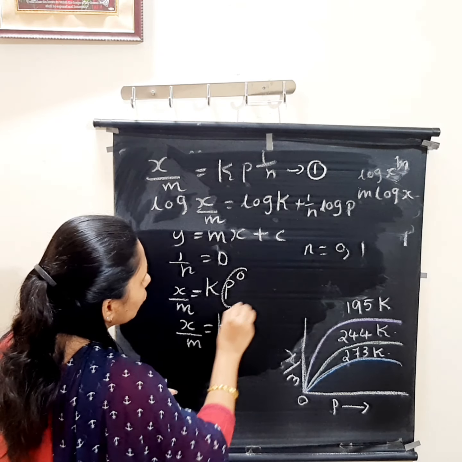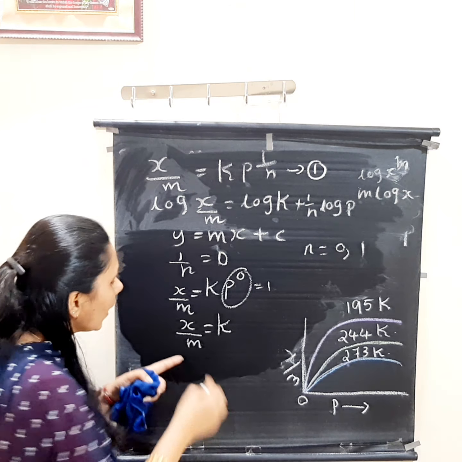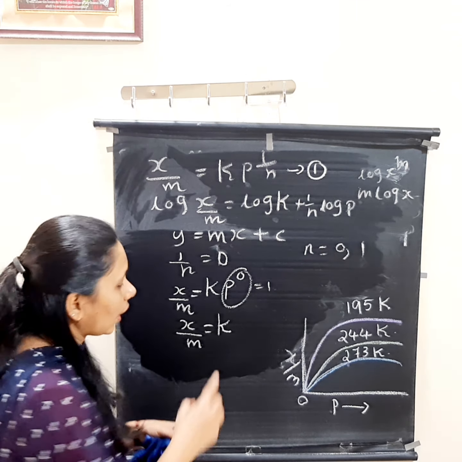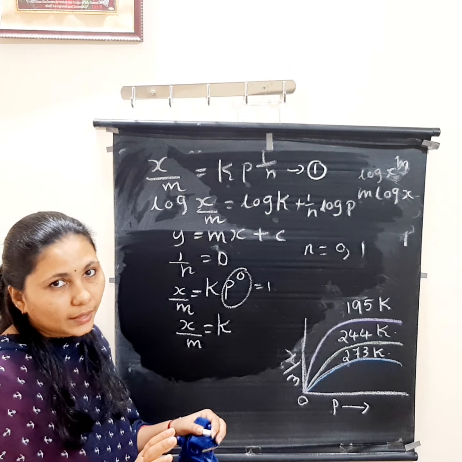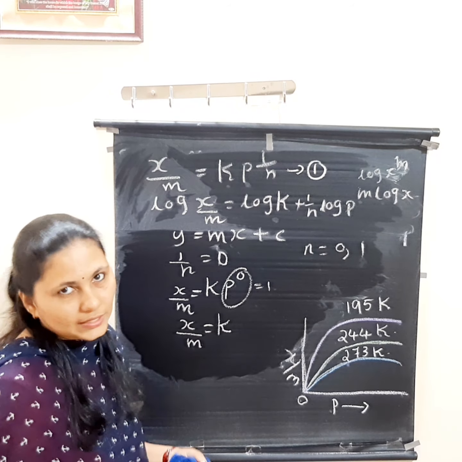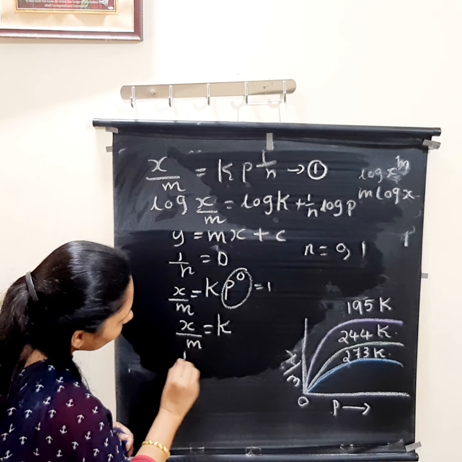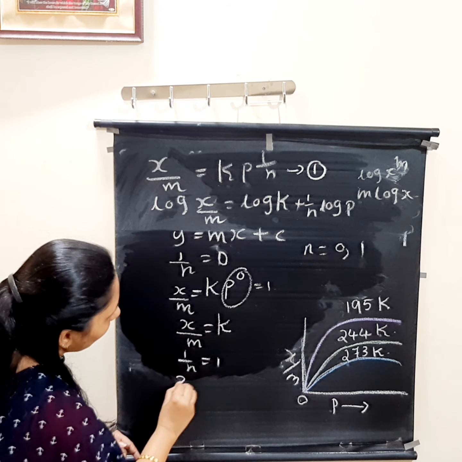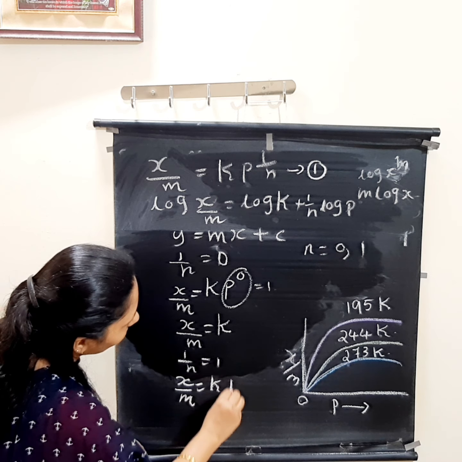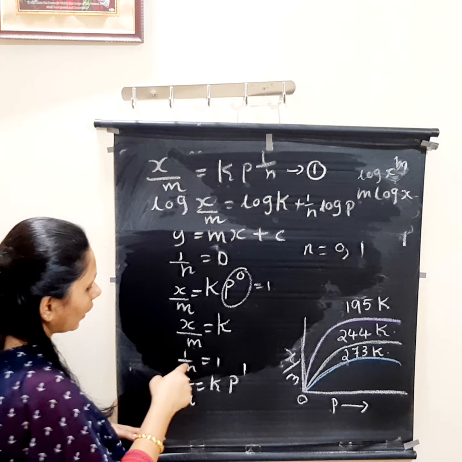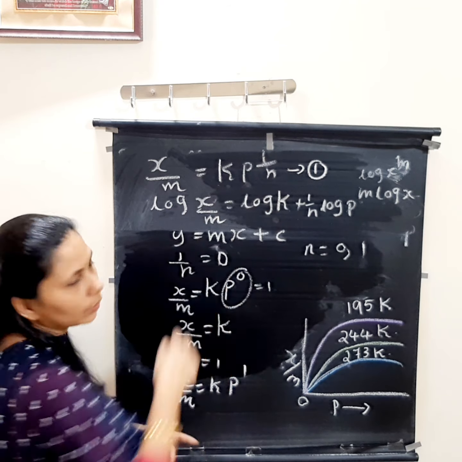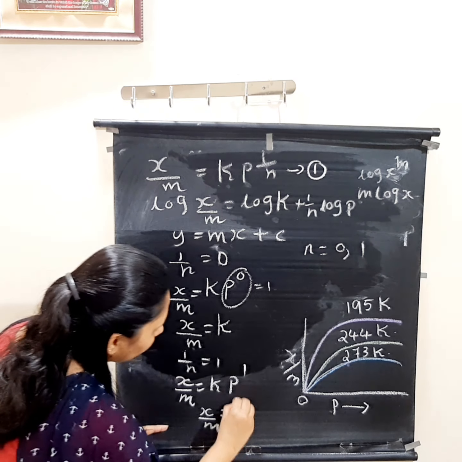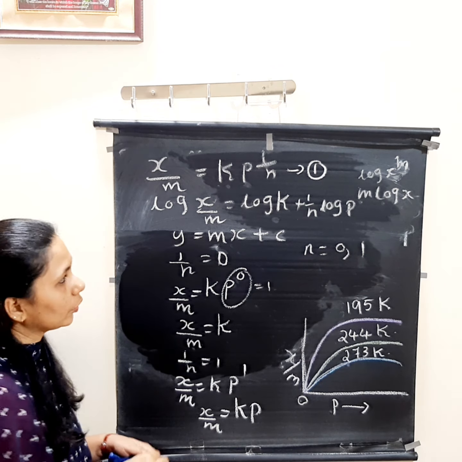Because p raised to 0 is 1, x by m equal to k. That means when 1 by n equal to 0, the adsorption is constant. Then if 1 by n equal to 1, how can we write this equation? x by m equal to kp raised to 1, in place of 1 by n I am putting 1. So what do we get? x by m equal to kp.